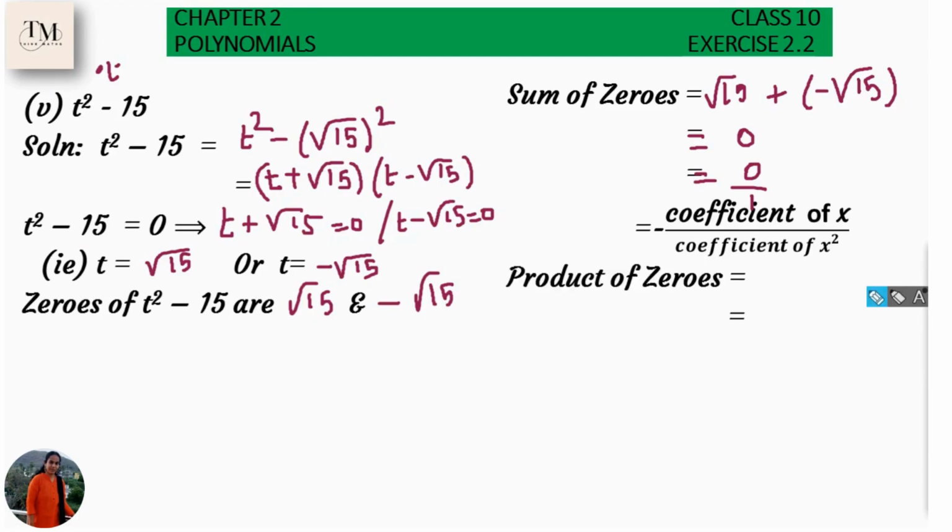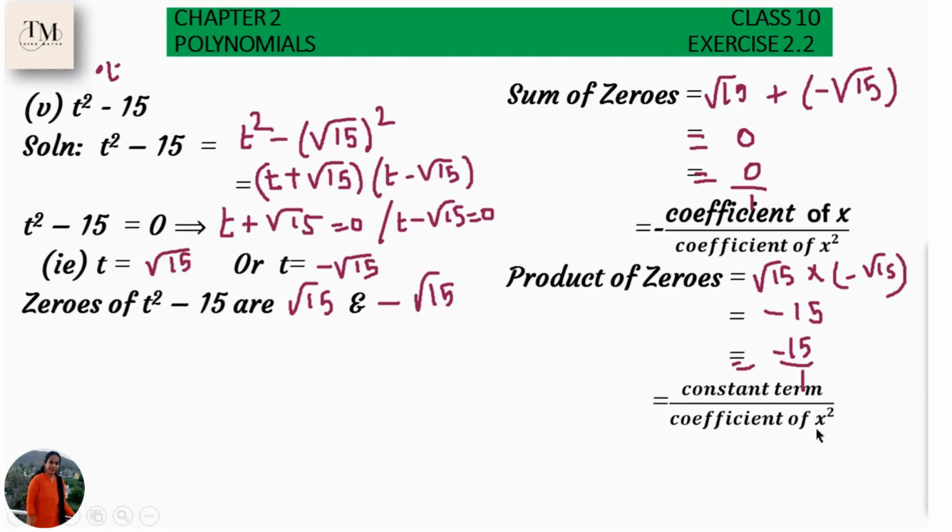Okay. Next is the product of the zeros. So root 15 into minus root 15. So root 15 into root 15 is 15. Here there will be 1 minus sign. So I can write it as minus 15 divided by 1. Okay. So minus 15 is nothing but the constant term. So I can say it is nothing but constant term divided by coefficient of t square. Okay. Can you understand? Okay. So let me go to the next problem.